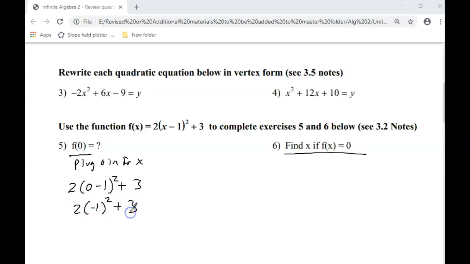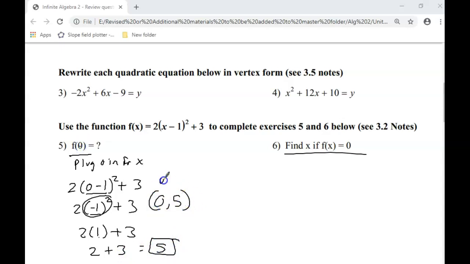Got to follow your order of operations. Parentheses first gives me -1. Then exponents next. -1 squared is 1. A lot of people like to multiply first and then square, but that's wrong. You do the power first and then you multiply. So multiplication gives me 2, and 2 plus 3 is 5. And in case you don't remember, when you plug 0 in for x, what that gives you is your y-intercept.